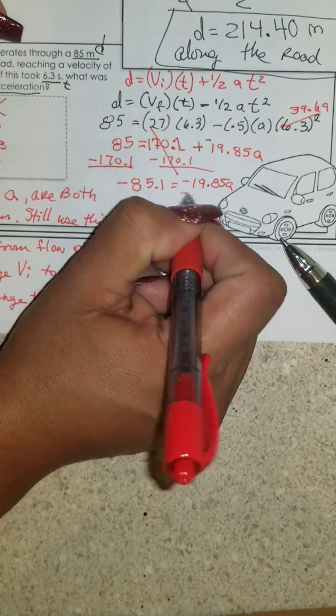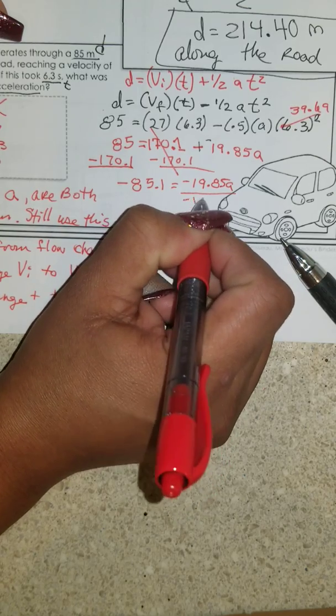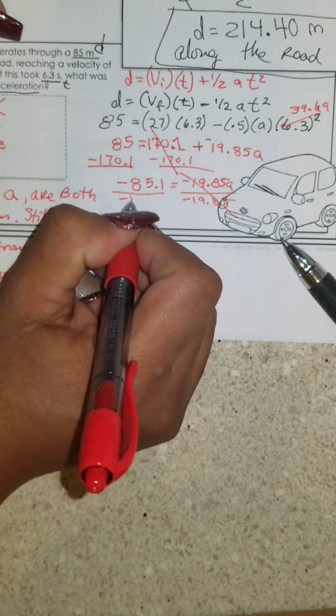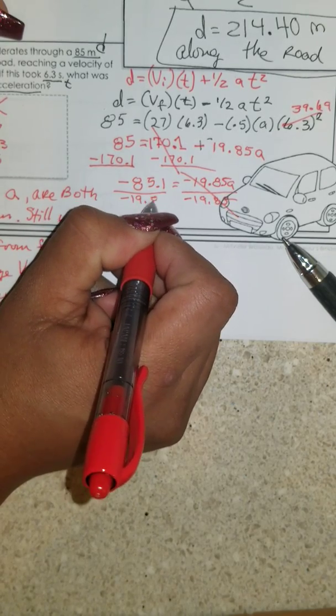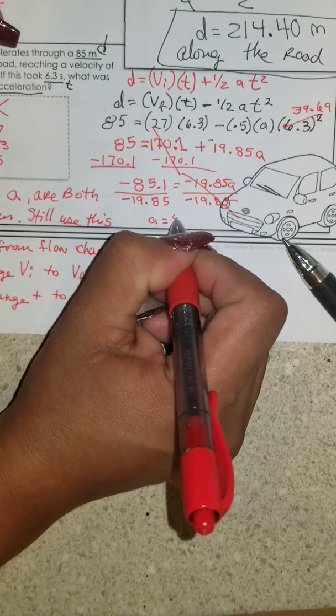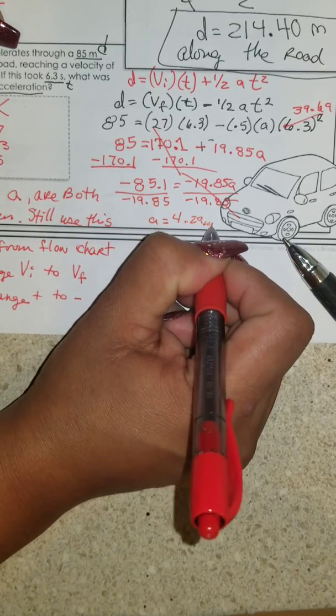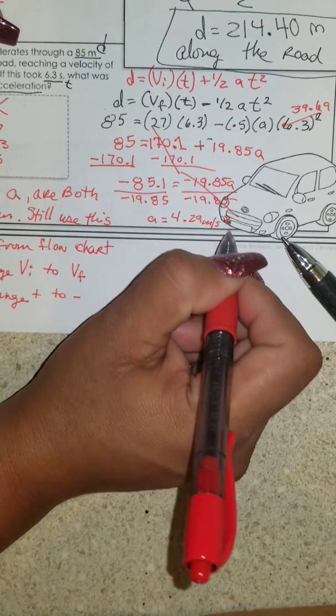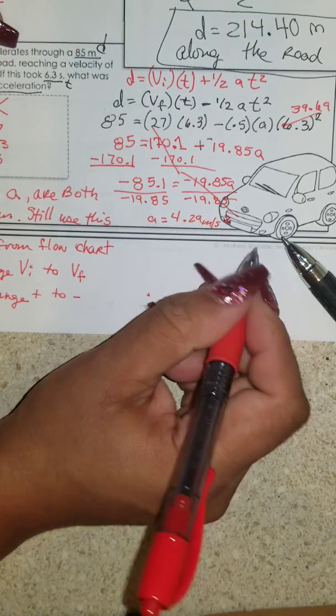So to do that, let's go ahead and divide by 19.85. This cancels, divide a negative 19.85. A comes out to 4.29 meters per second squared, east.